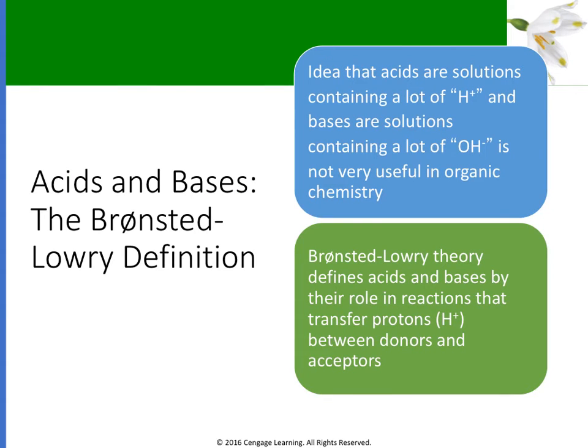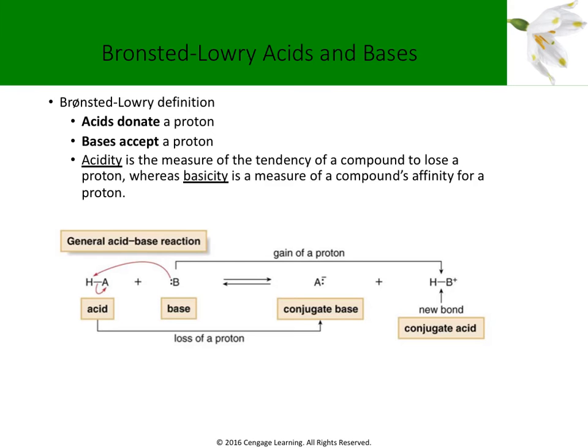Now we're going to move along to acids and bases. So in the Bronsted-Lowry definition of acids and bases, acids are molecules that contribute a lot of H pluses, and bases are molecules that can accept H pluses. So it's really focusing on the transfer of H pluses between two molecules. So acids give up a proton or H plus, and bases accept a proton. And acidity is the measure of the tendency of a compound to lose a proton, whereas basicity is a measure of a compound's affinity for a proton.